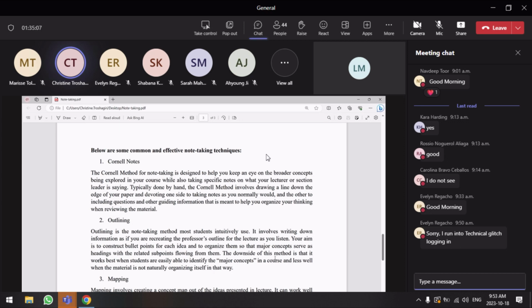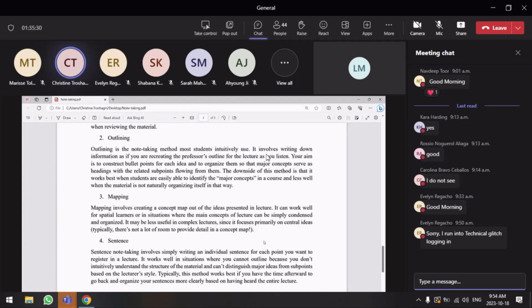So that is the Cornell notes, which means that you are going to divide the book or your notebook into parts where you are going to put broader concepts or certain questions which you might need to look closely into or perform some extra research in regard to.